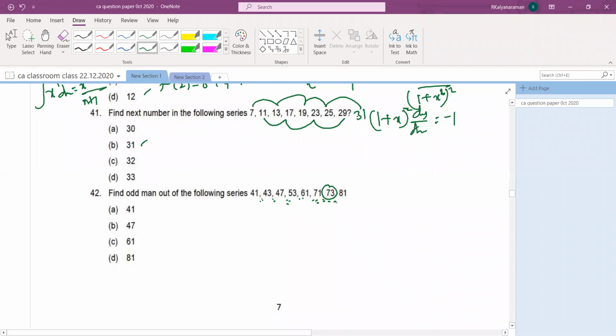All of you understood this logic? It goes from 2 to 5 numbers. Then again, it starts from 2, 4, 6 like that. So the next number after 71 to 73 plus 4, 77 should come. It is 81.